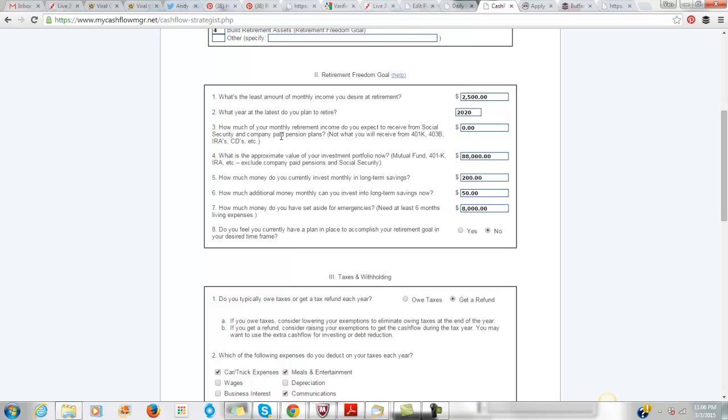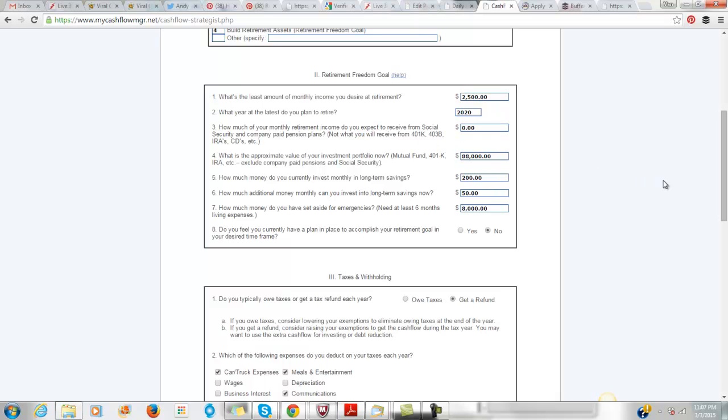Okay. So number three asks, how much of your monthly retirement income do you expect to receive from Social Security, company paid pension plans? Now, this doesn't include your 401k, 403b, IRAs, CDs, etc. This is what you're going to get from your job, your pension from your job, or Social Security from the government. So you plug this number in here.